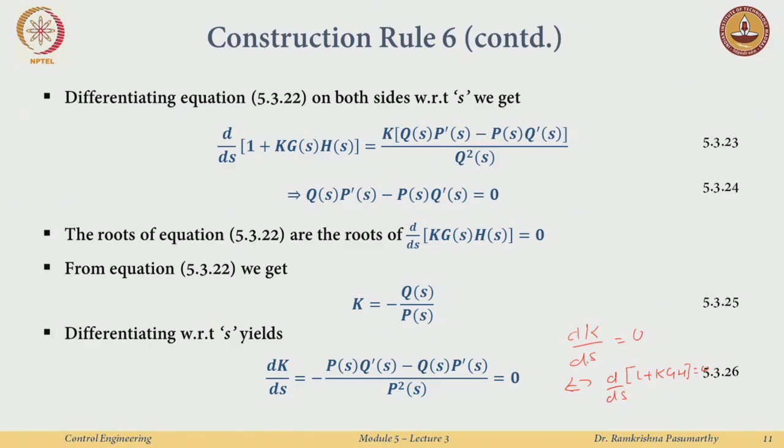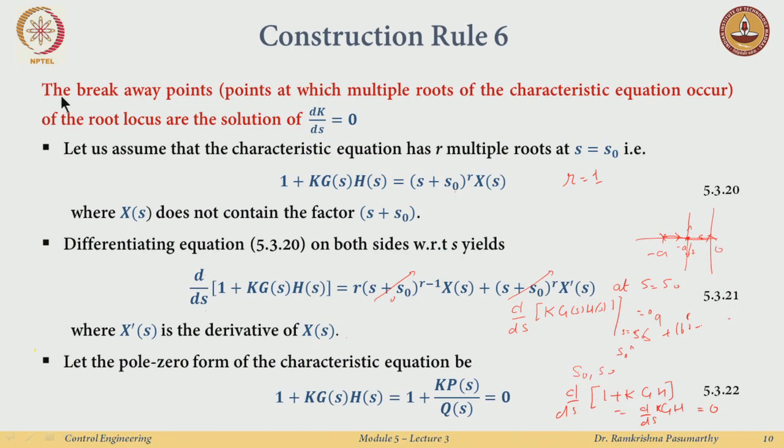So this condition tells me that there is a breakaway point, right. The breakaway points are the points at which multiple roots of the characteristic equation occur, and the solution of this will be the exact breakaway point. You can compute this. I think here it would be very trivially satisfied. Okay.